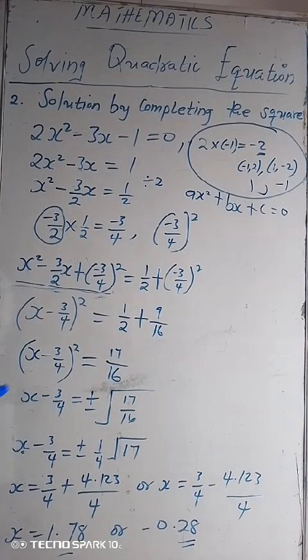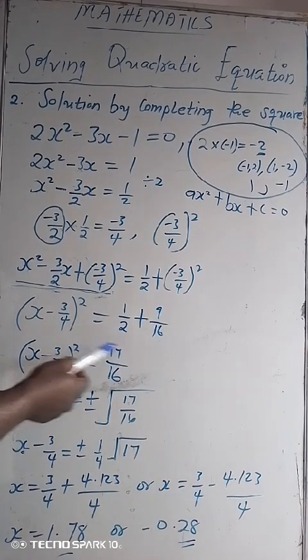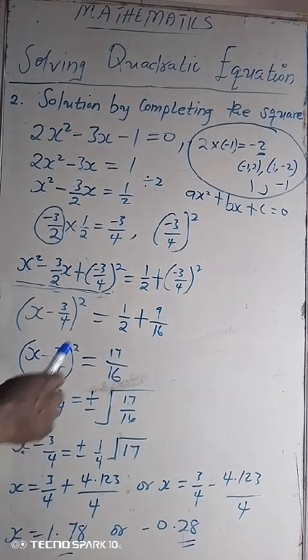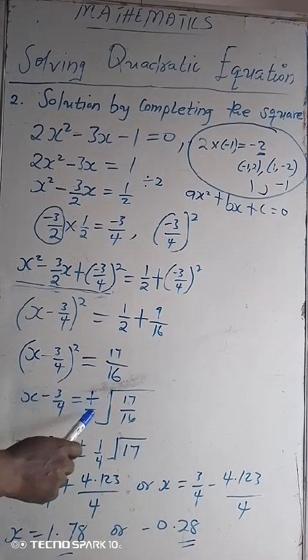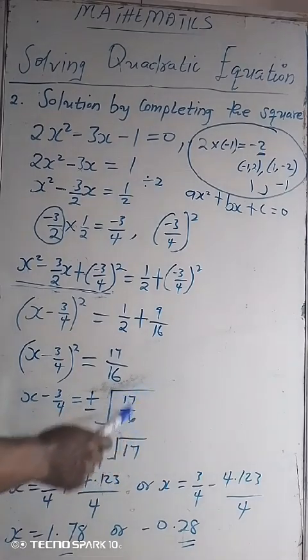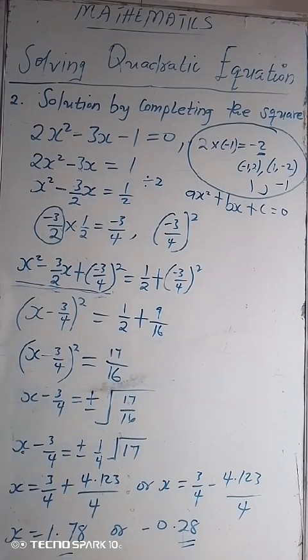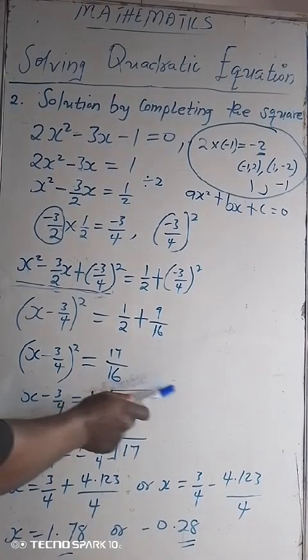So we are interested in getting the values of x. So what we do, we square root both sides, so that the square root will cancel the square here. Now don't forget that there will be plus or minus. Now the square root will be affecting all this fraction, 17 out of 16. The square root will be affecting them.